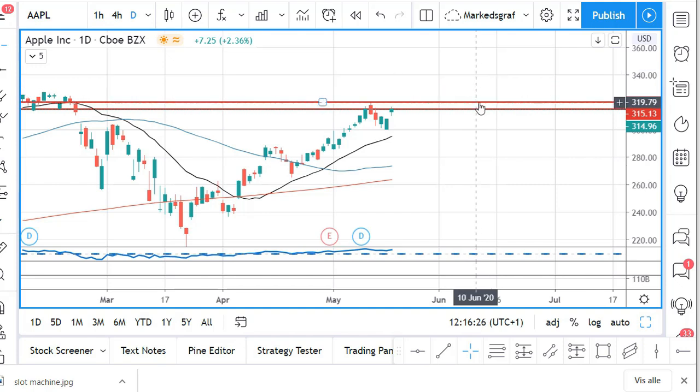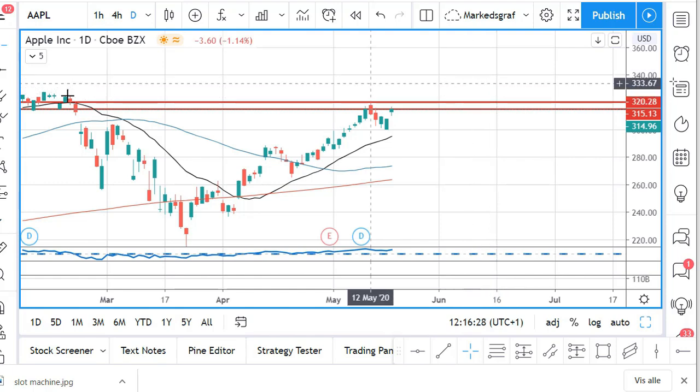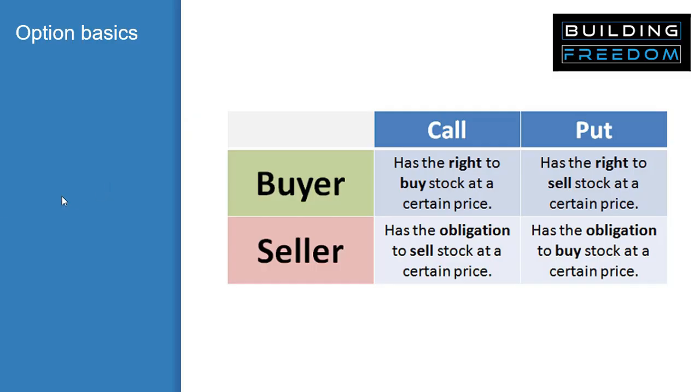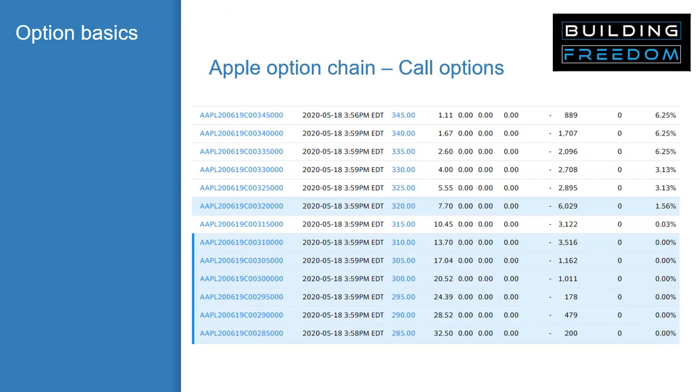Now let's have a look at what such a nice option would cost. I have here what is called an option chain, and I have the Apple option chain. Now, when we're looking at an option chain, there's some different information here that we need to know.